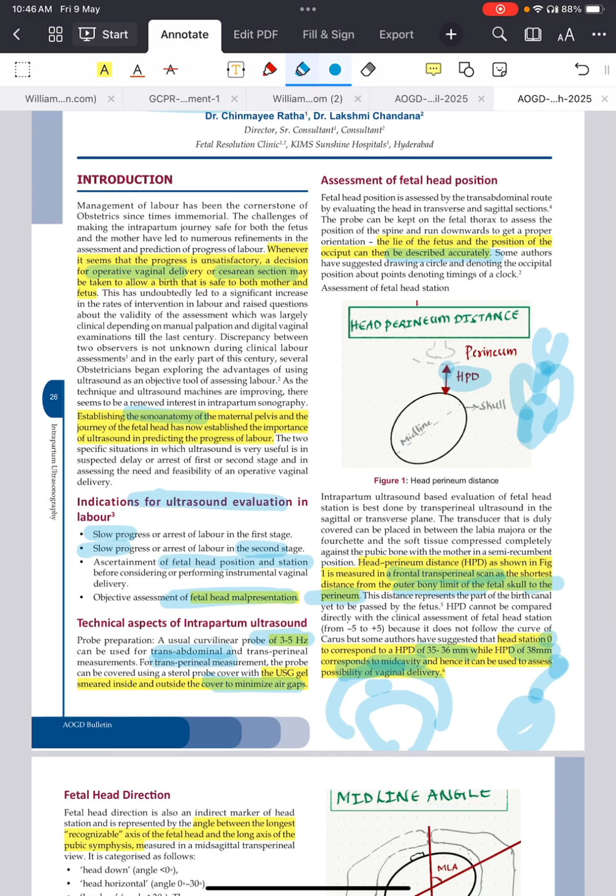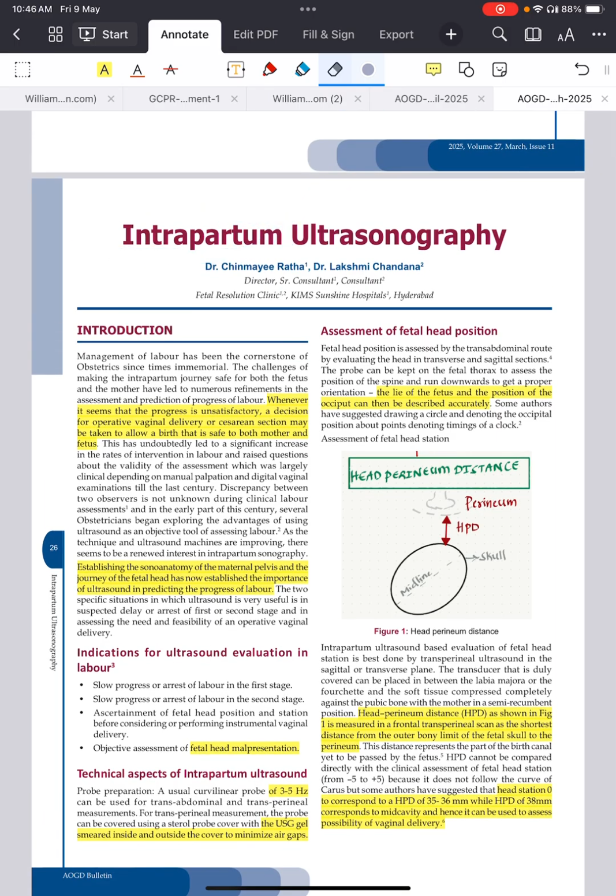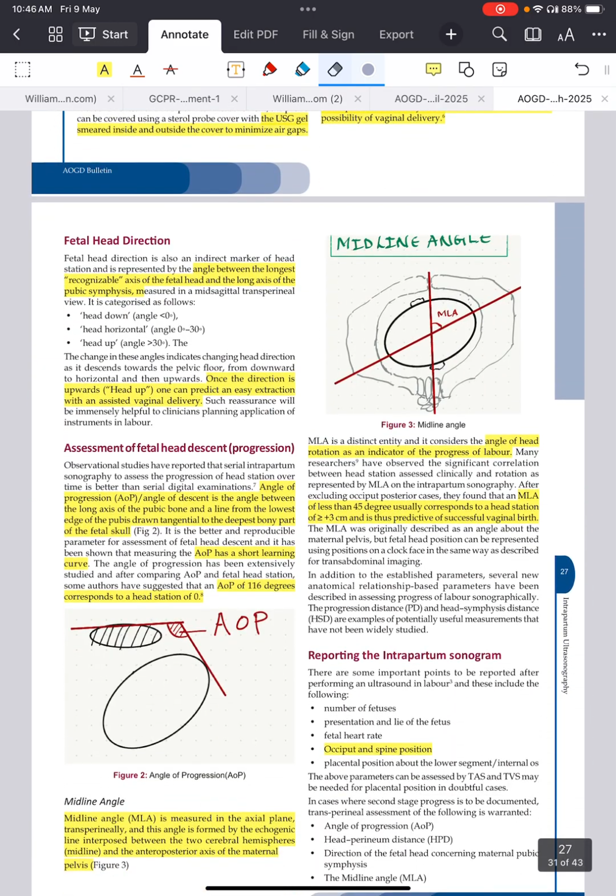Okay, so intrapartum ultrasound is required to find out if there is any slow progress, what the station is, what the fetal head position is and all. We'll use a normal 3 to 5 hertz ultrasound probe, keep it on the perineum, see from the outermost fetal skull to the perineum, and measure the distance. It is generally said that 35 to 36 mm of head perineal distance is the station, and 38 mm indicates the mid cavity position. Okay.